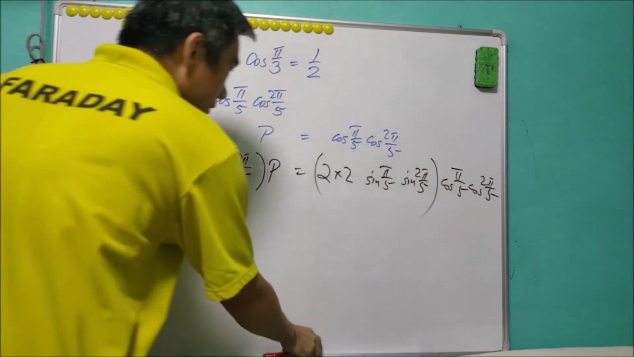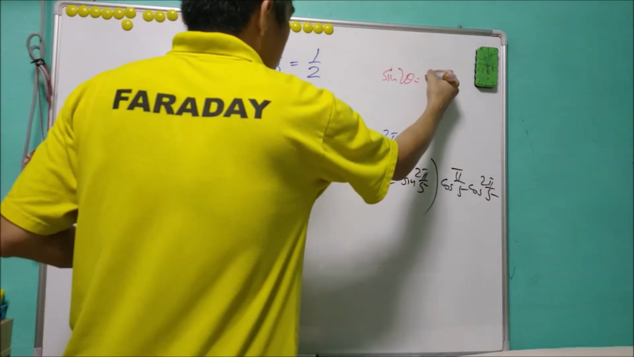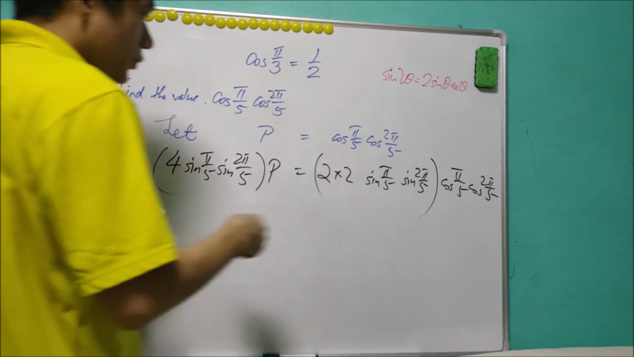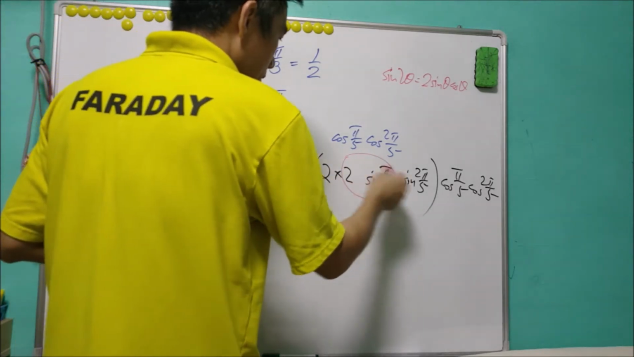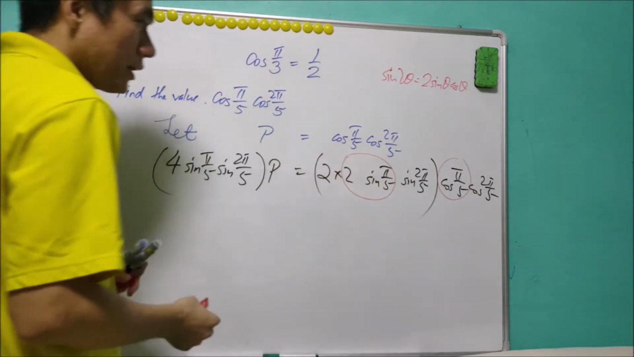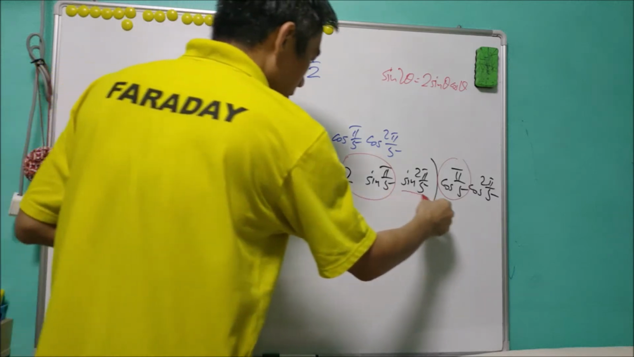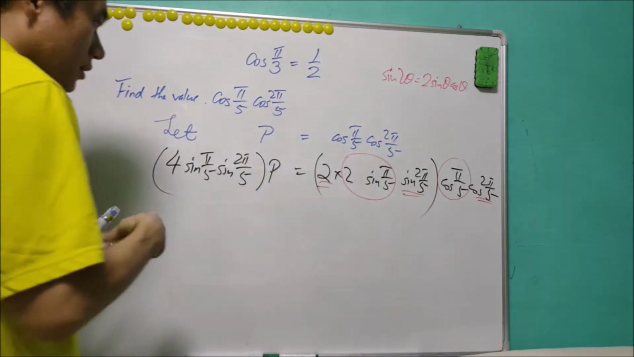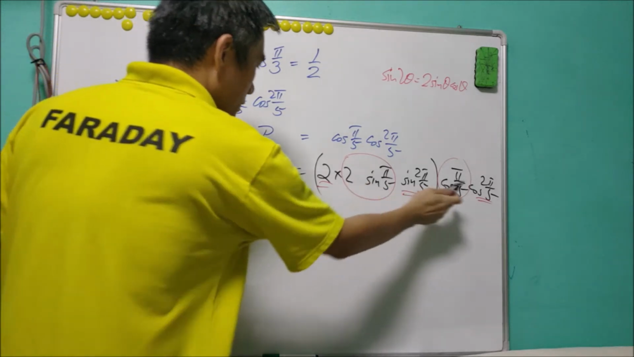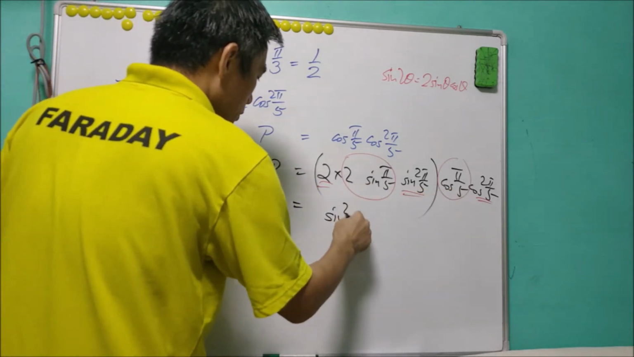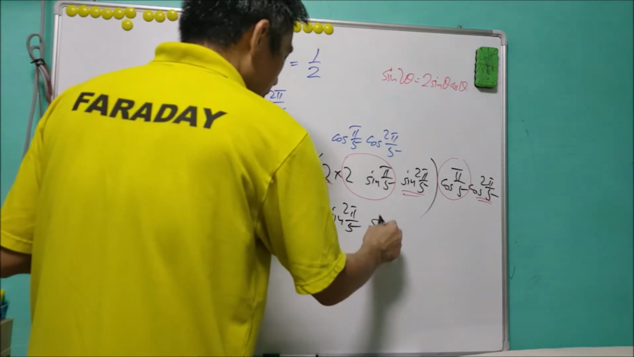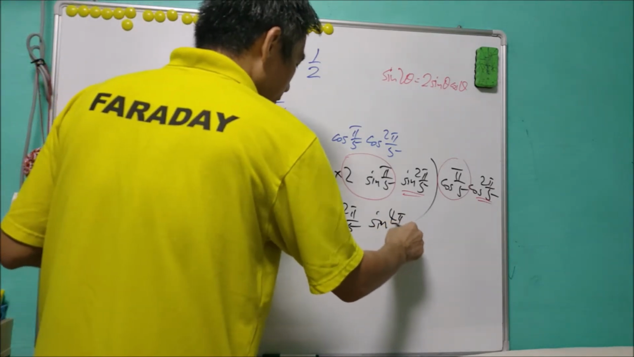Why we want to do that is because we know that sine 2 theta equals 2 sine theta cosine theta. So we can form the first 2 sine cos and the second 2 sine cos. So the first 2 sine cos is actually equal to sine 2 pi over 5. And the second one will be sine 4 pi over 5.